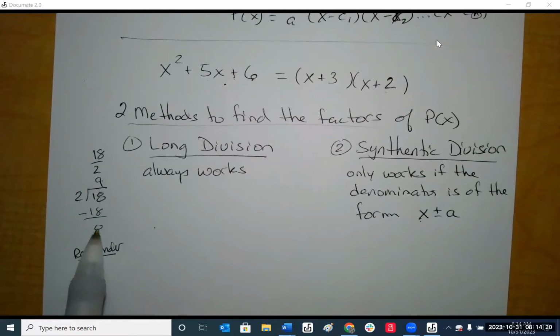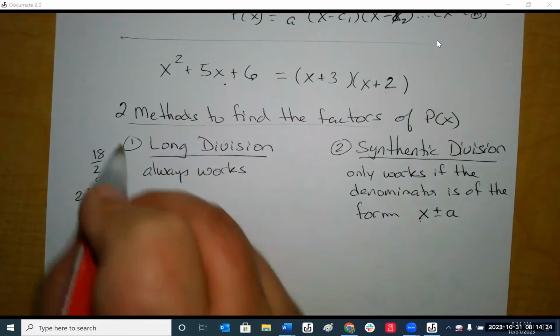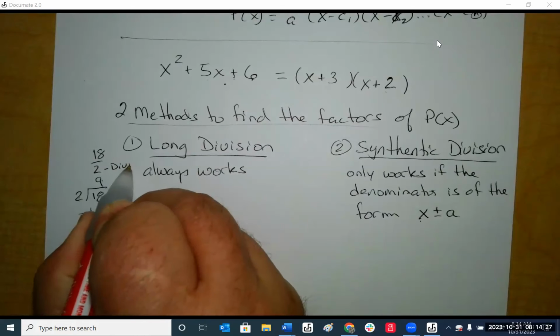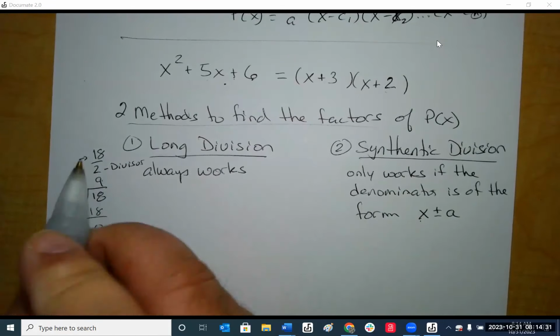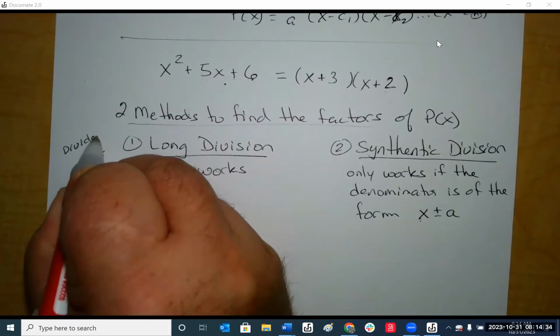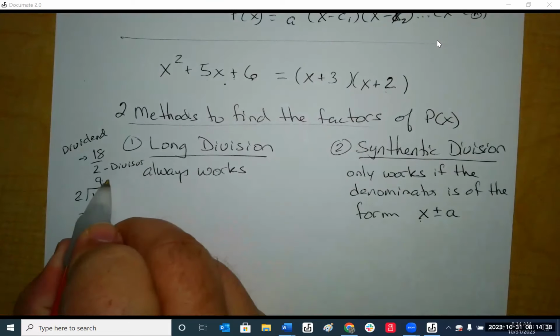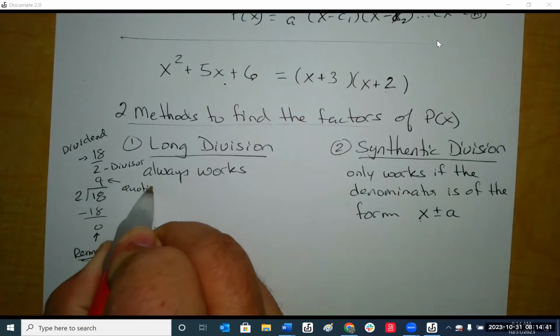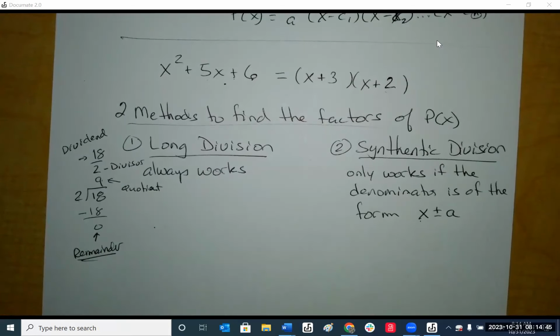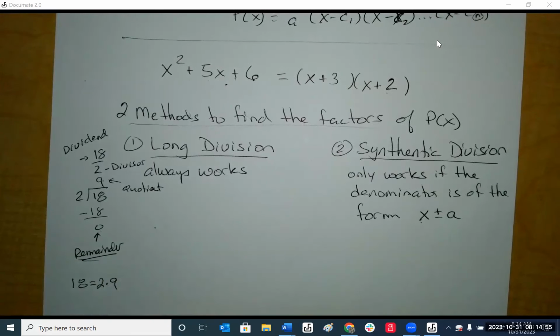If the remainder is zero, then we know that this is called a divisor. This is called a dividend. And the answer is called a quotient. So if our remainder is zero, then what this tells us is that 18 is made up of 2 times 9. We can multiply this together, we get 18, with no remainder. That's what we're trying to get to in this topic with long division.